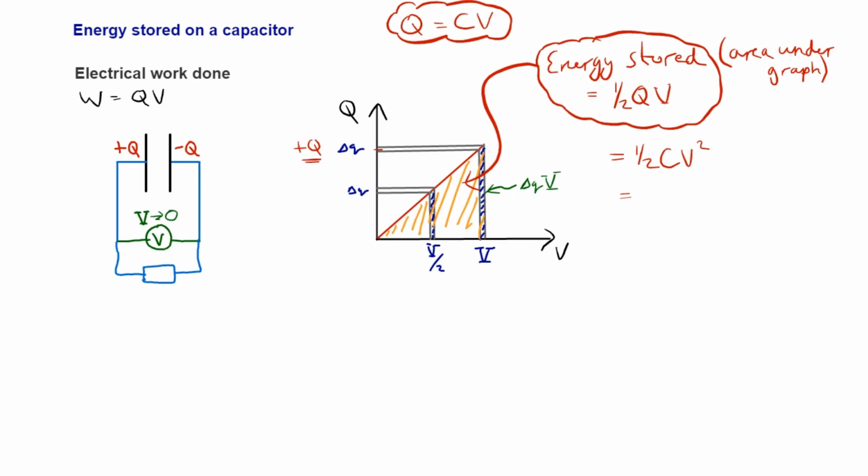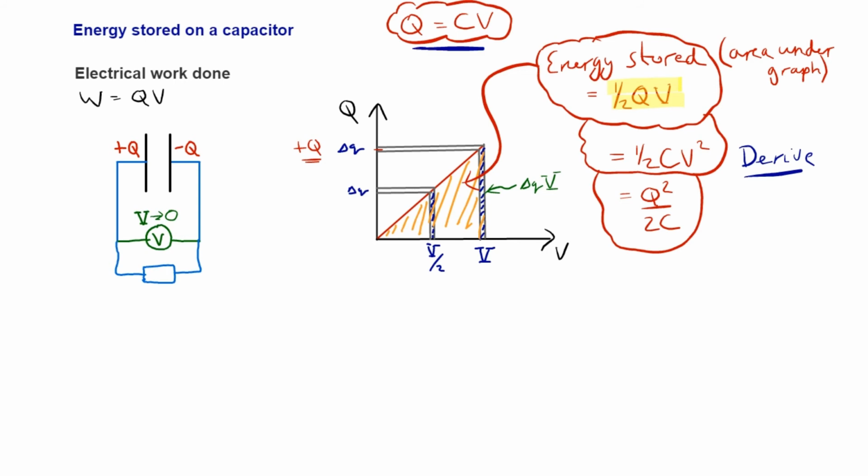Alternatively, I could eliminate V, because V is Q over C, and I get another expression, which is a half Q squared over C, so Q squared over 2C. So I've got three expressions for the energy stored on a capacitor. You do need to know where all of those come from. You need to know the graphical approach to find the first, and how to derive the other ones from that original one using Q equals CV. So brilliant, I hope that all makes sense.